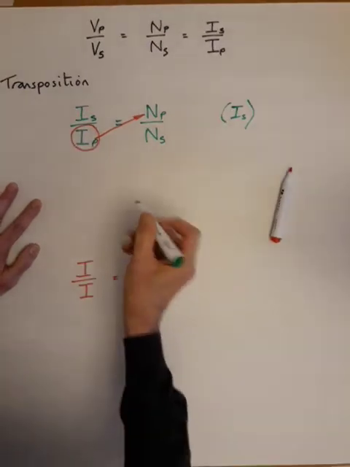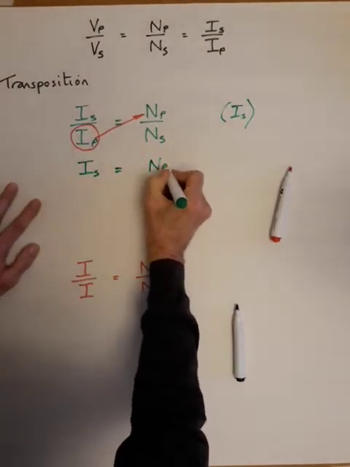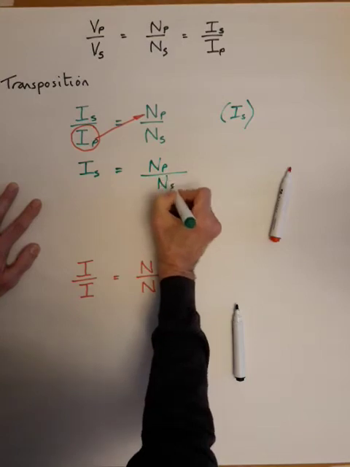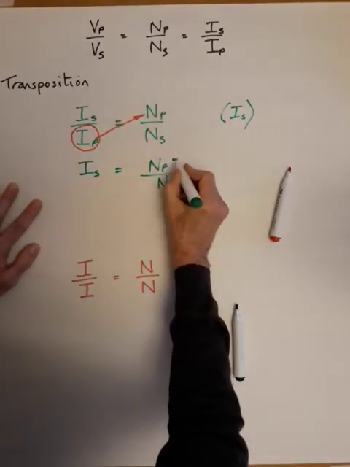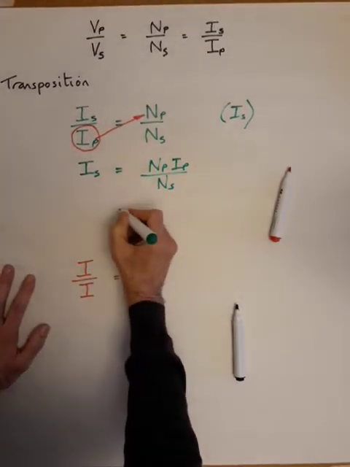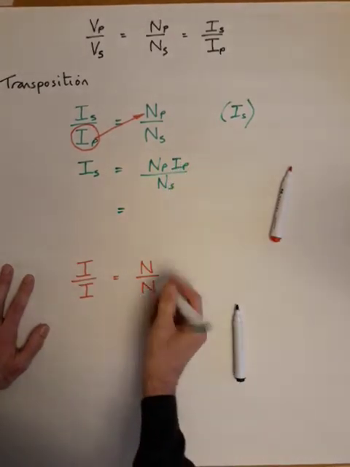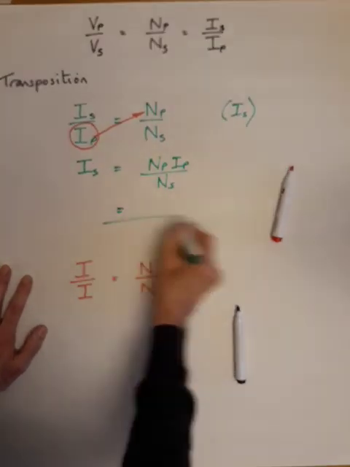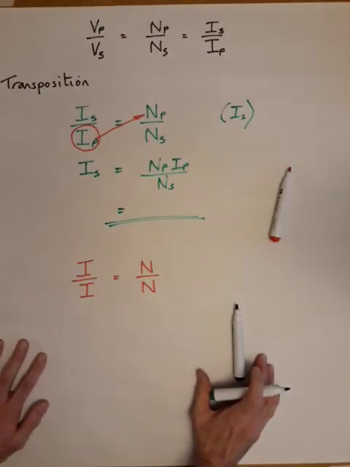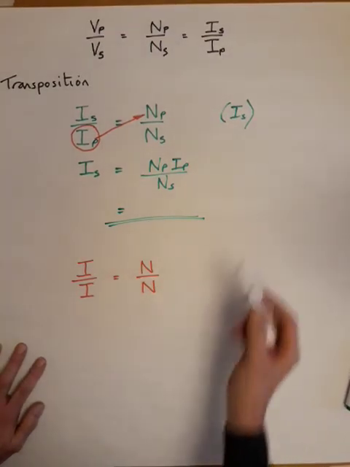So my next line is going to read Is equals Np over Ns, and that Ip goes up there. Hopefully that makes sense for you. At this point, if you have numbers for the primary turns, primary current and secondary turns, you can put them in and work out the answer. So that's a quick reminder on that transposition. Let me deal with a different transposition.